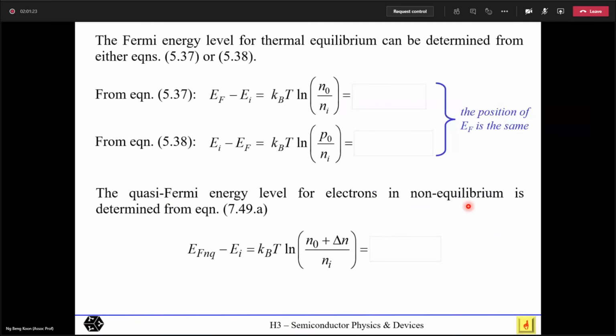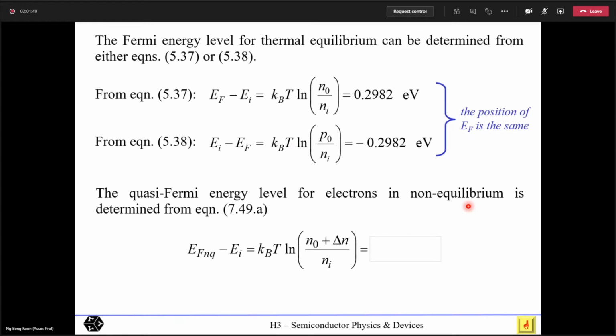So if you apply the Fermi level equations using the equilibrium electron and hole concentrations, and work through it correctly, you find that the Fermi levels you determine are the same. Both would give you the same position for the Fermi level.